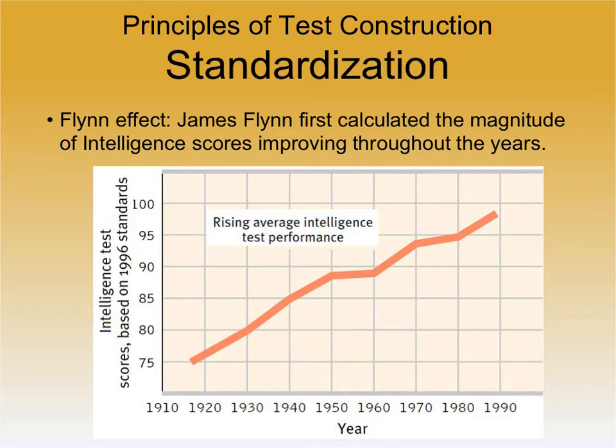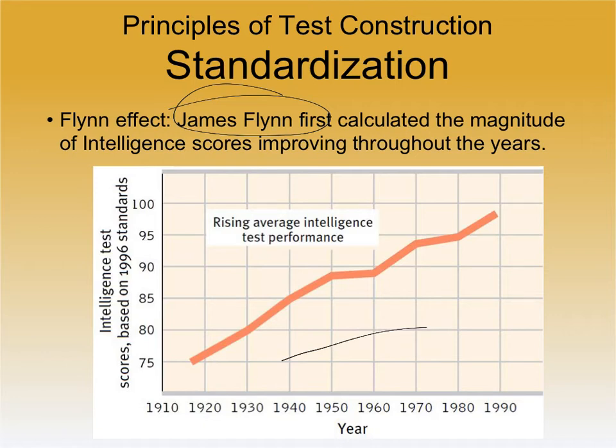Flynn effect. All right, this is a very easy term. The Flynn effect, founded by James Flynn, realized that intelligence scores were improving throughout the years. Someone who would score 100, the average, the mean on an intelligence test today, that person would have had an IQ of 115 or 130 back in the 40s, 50s, or 60s. Our average intelligence is increasing.